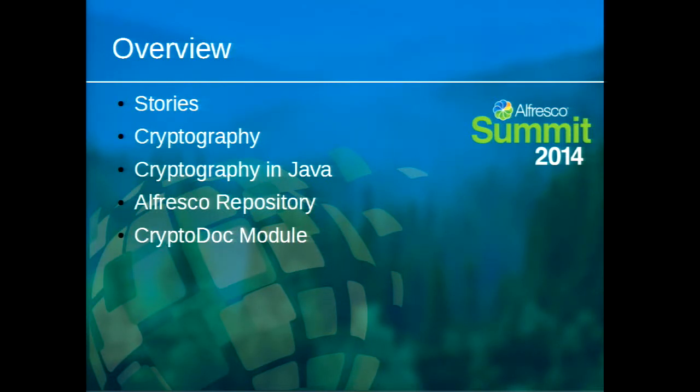The way I want to start out with this whole discussion is with some user stories or business stories around why you want encryption, who wants to encrypt things, and what you're trying to protect, essentially. And we'll go into cryptography in general, as well as how it applies to Java, and then into the Alfresco repository with the new feature that's coming with Alfresco 5.0. That module is the CryptoDoc module.